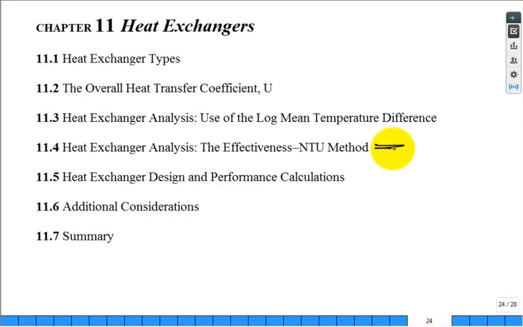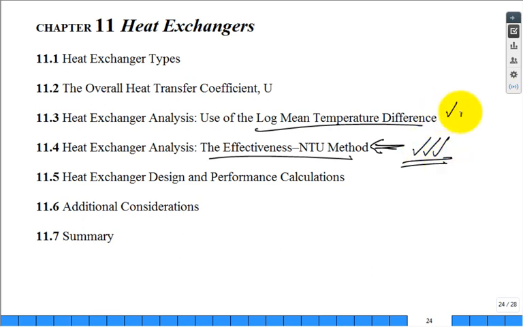In summary, we covered the two big methods, effectiveness-NTU and log mean temperature difference. Okay? Solve a lot of problems and it'll become clearer. This is the preferred method in practice. Why this method often forces you to iterate, and the other method often avoids the need to iterate.